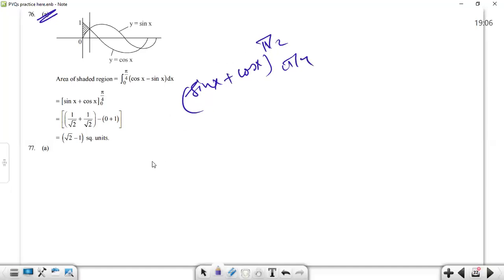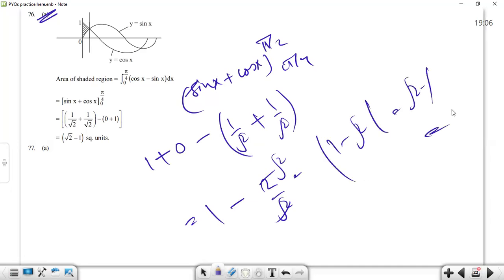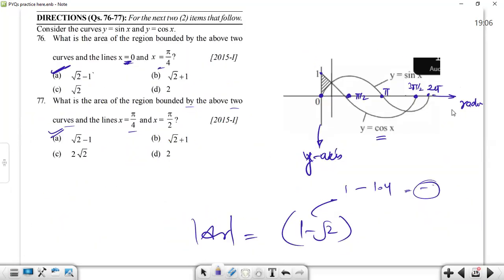Let's first put pi by 2. Sine pi by 2 is 1, cos is 0, minus sine of pi by 4, 1 by root 2, plus cos, 1 by root 2. So this is also 1, 1 minus 2 into 1 by root 2, so this will become 1 minus root 2. Taking modulus, root 2 minus 1. This is the answer. Is this clear? So by using symmetry and just our eyes, we could also mark the answer.